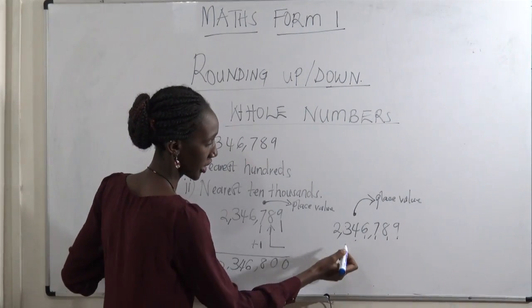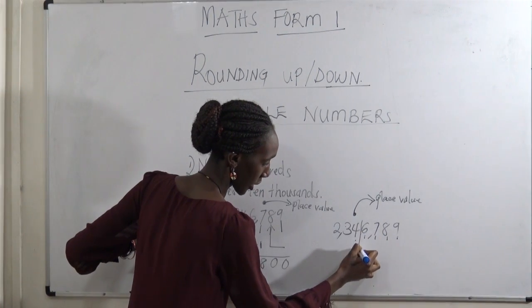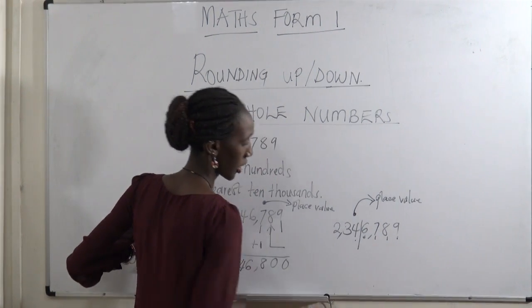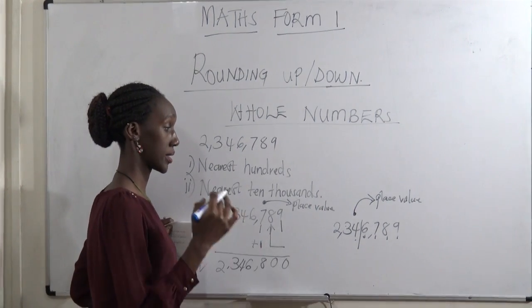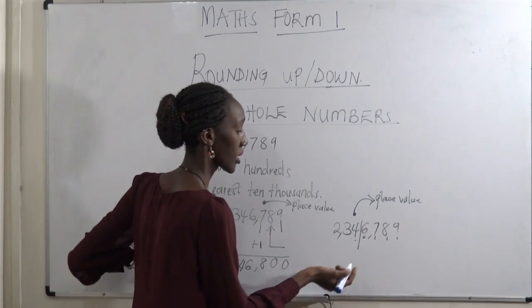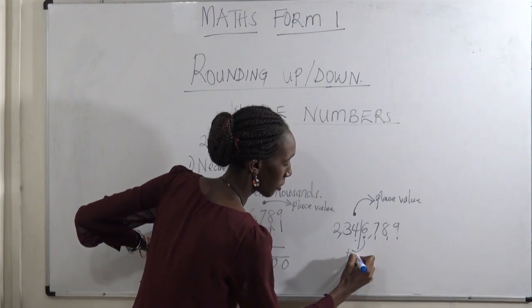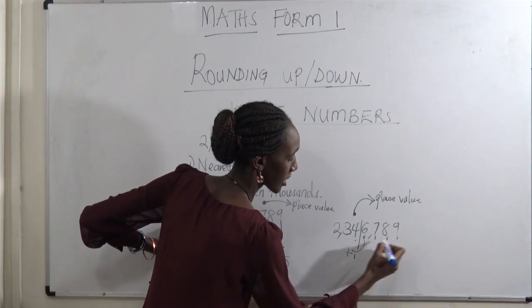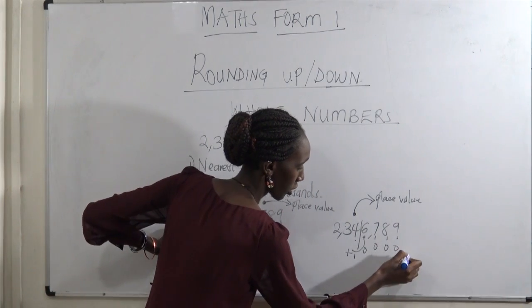Then look at the immediate number after the place value, which is 6 here. So look at 6. Is 6 greater than 5 or less than 5? 6 is one number up from 5. So it is greater than 5. It means I'm going to add 1 to the number before 6, and all of the others I'm going to turn them into 0, 0, 0, 0.